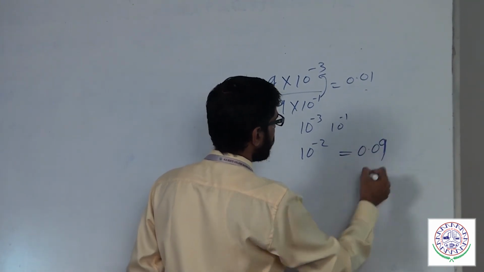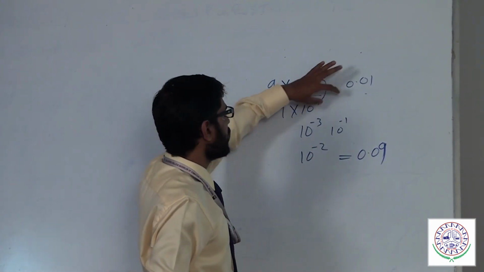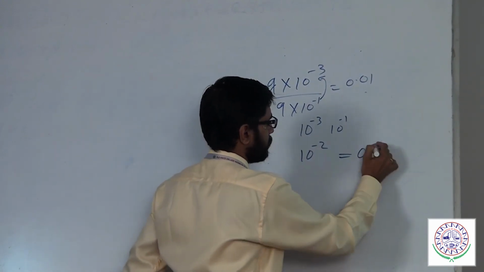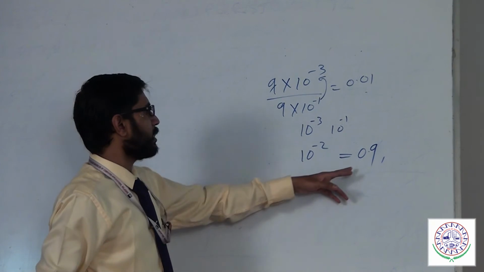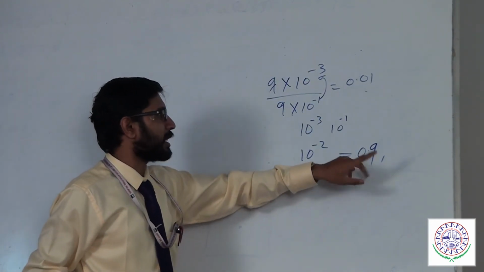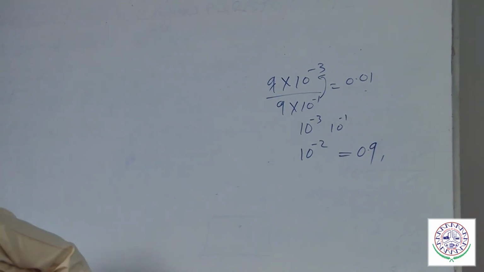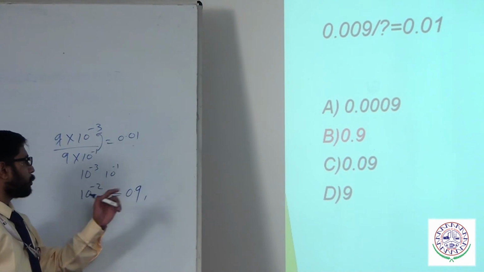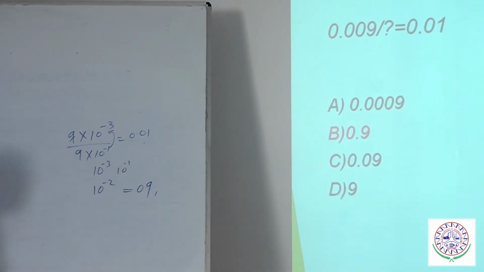So the answer will be 0.9. If you divide 0.009 by 0.9, you will get the answer as 0.01. So the answer for this question is 0.9, that is option B.